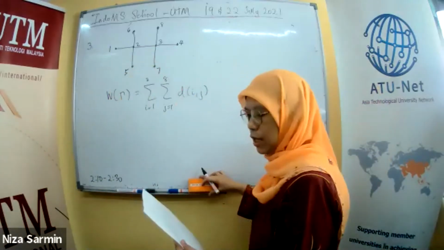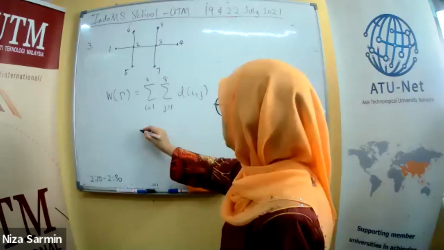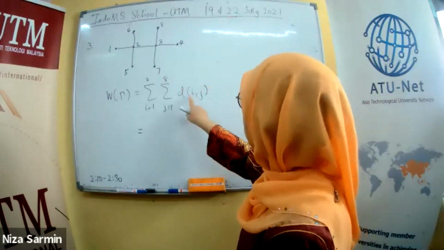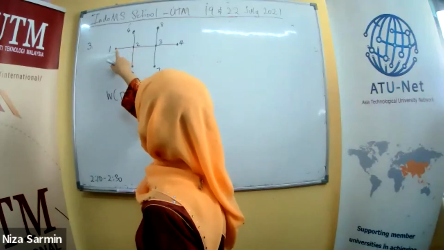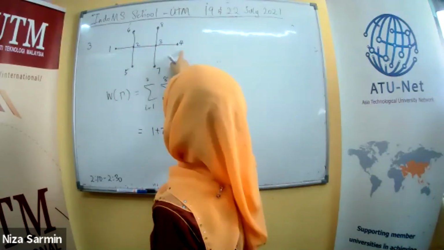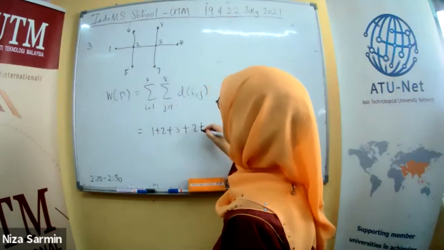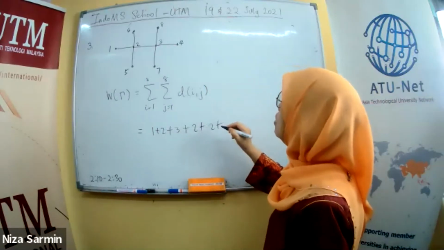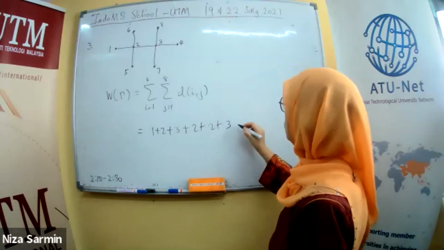So this one you really have to count, right? You really have to count. So for example, start from 1. 1 to 2 is 1. 1 to 3 is 2. 1 to 4 is 3. 1 to 5 is 2. 1 to 6 is 2. 1 to 7 is 1 to 3. 1 to 8 is 1 to 3.